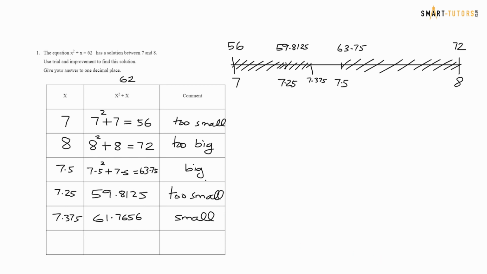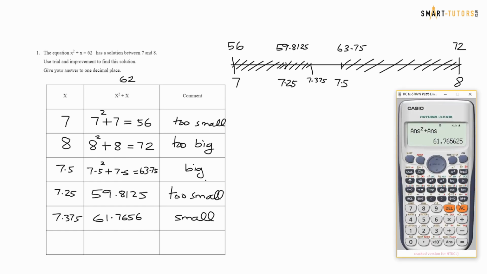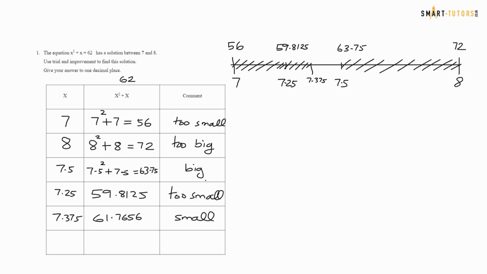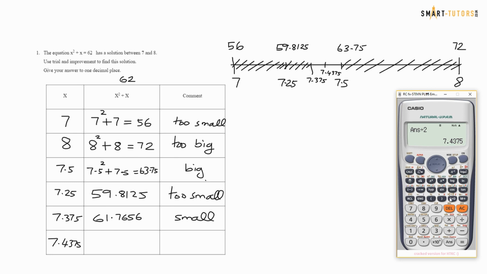So we are going to add two numbers, 7.375 plus 7.5, divide by 2. 7.4375. So if I put 7.4375, that is going to be the halfway point.